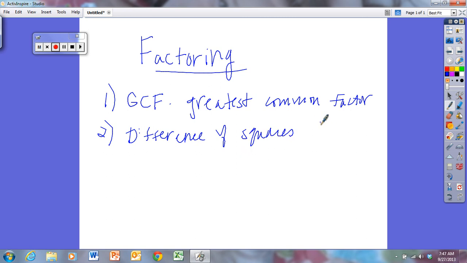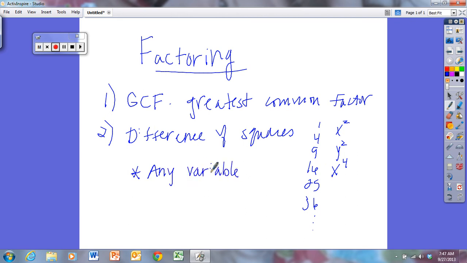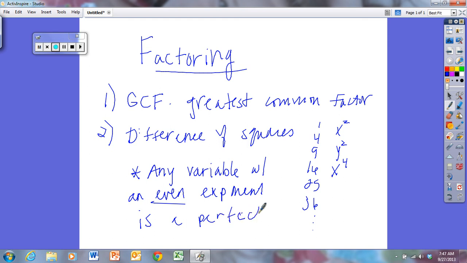Remember, perfect squares are things like 1, 4, 9, 16, 25, 36, and so on. Or x squared, y squared, x to the 4th. Any variable, this is kind of important. Any variable with an even exponent is a perfect square. And we'll talk about that on the next screen. That's really important to understand.